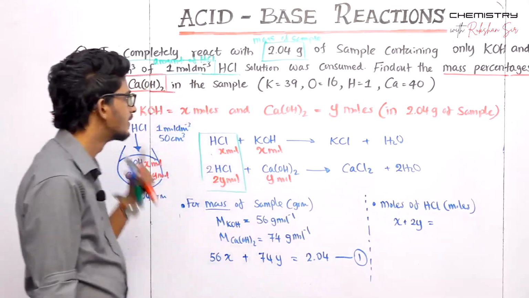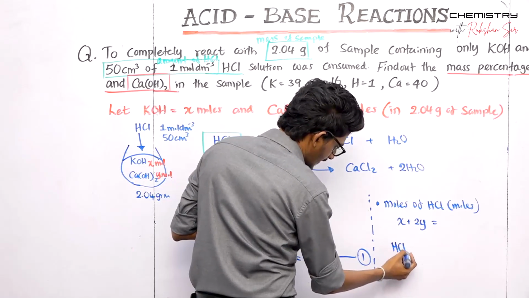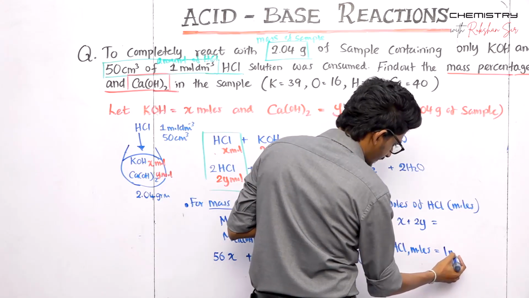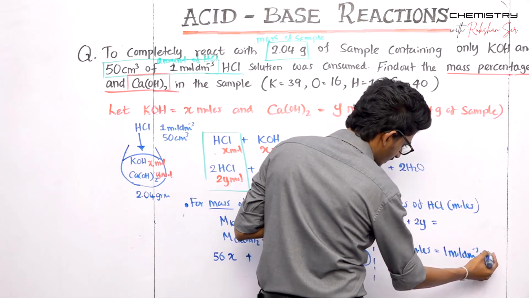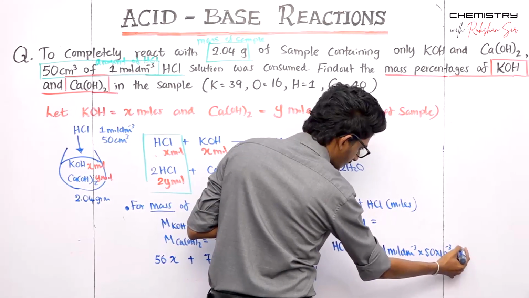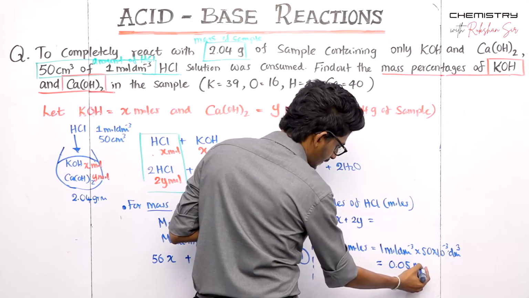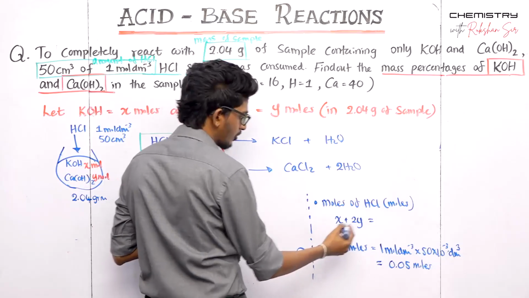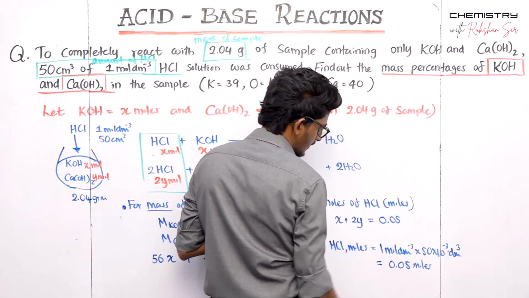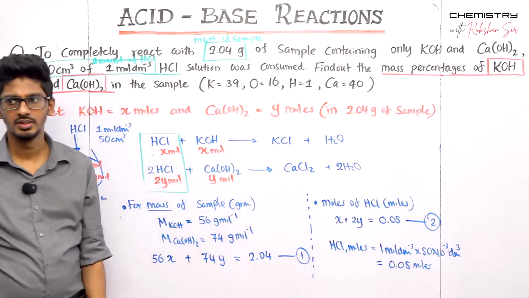That is equal to the moles of HCl used, right? So we can write that HCl moles is equal to 1 mol per decimeter cube into 50 into 10^-3 decimeter cubes. That is 0.05 moles, so that is the number of moles of HCl, right? Okay, that is the second simultaneous equation.